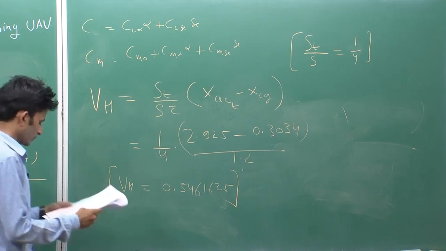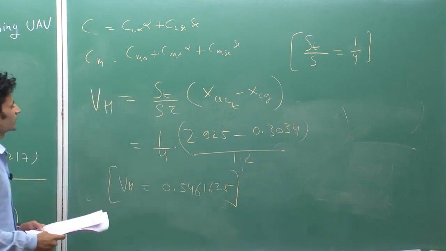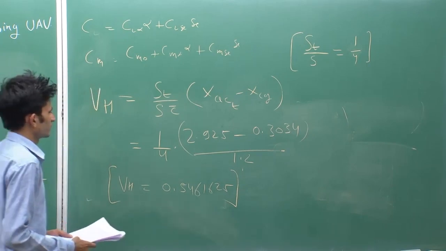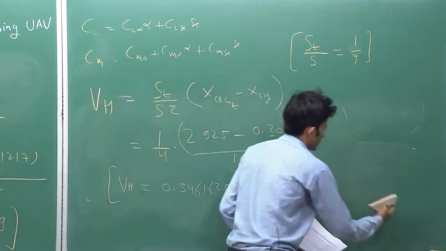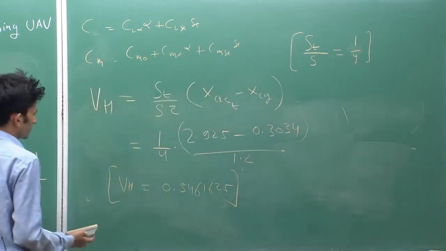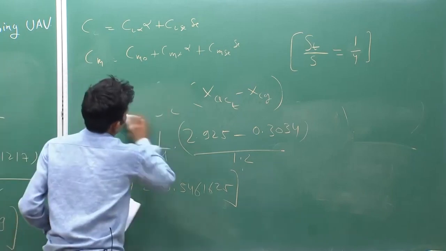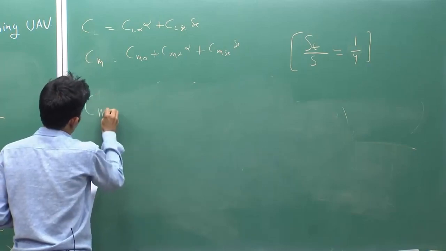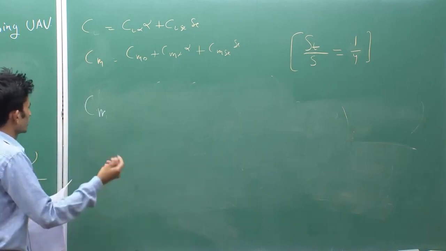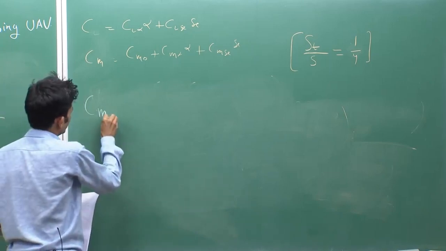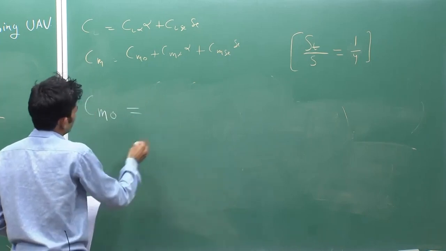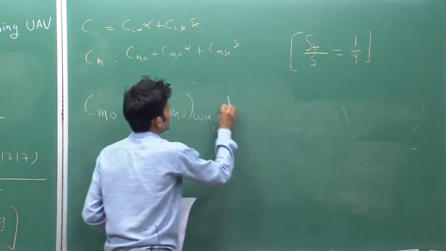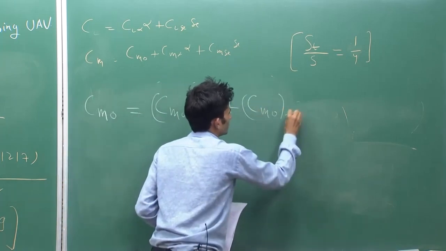So, in the sixth question you have to find the tail setting angle, that is, how much tail setting angle is required in order to get the desired CM naught value. So, let us solve this also. You know that, think about in which equation the IT, tail setting angle, is coming. So, it is obviously CM naught. CM naught is nothing but CM naught of the wing plus CM naught of the tail.